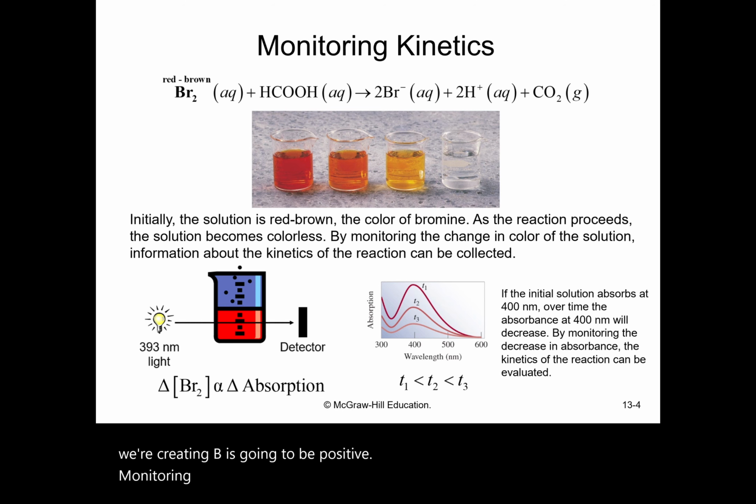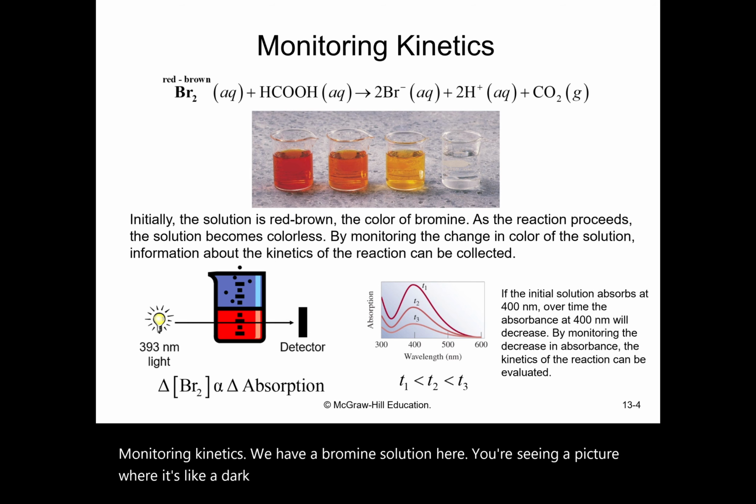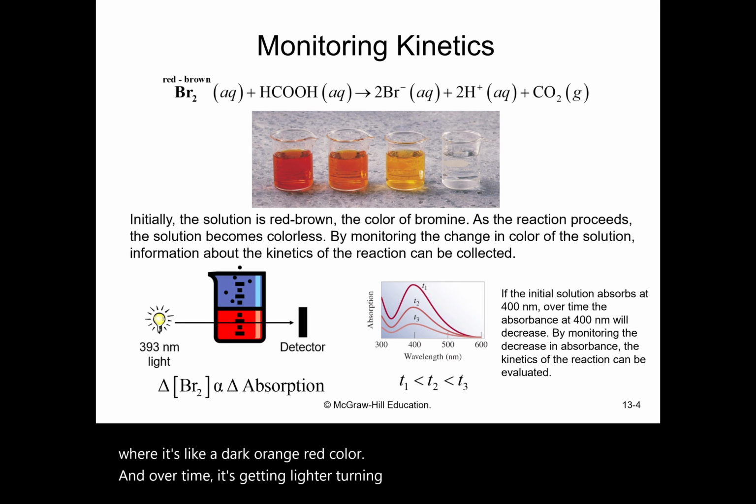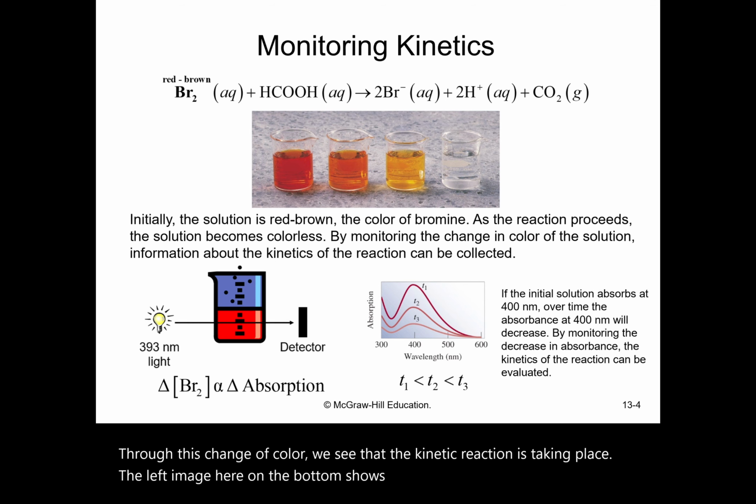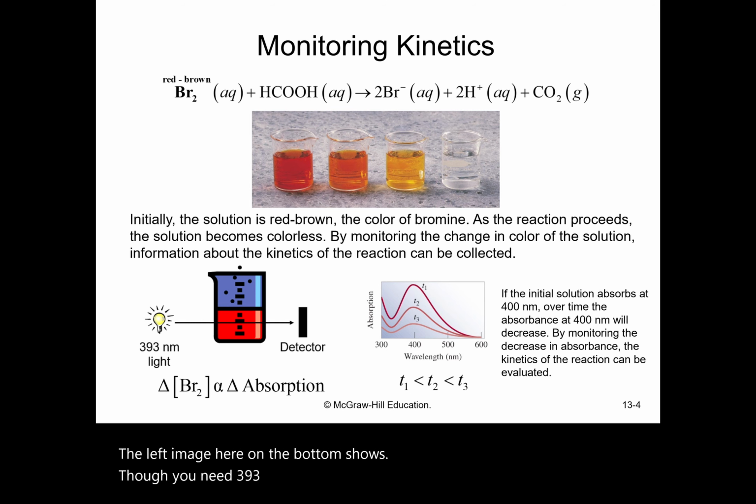Monitoring kinetics. We have a bromine solution here. You see in the picture it's a dark orange-red color, and over time it's getting lighter, turning into yellow, and then turning into a clear liquid. Through this change of color, we see that the kinetic reaction is taking place. The left image here on the bottom shows that you need 393 nanometers of light to detect bromine absorption.